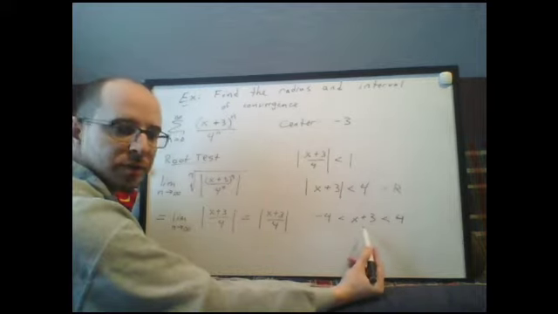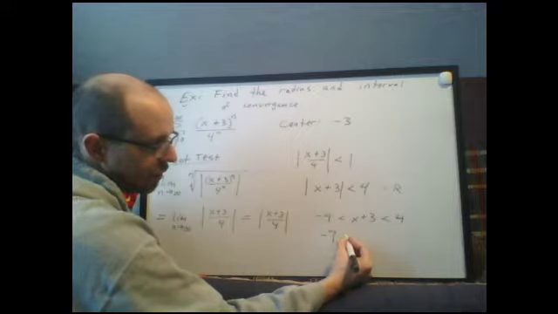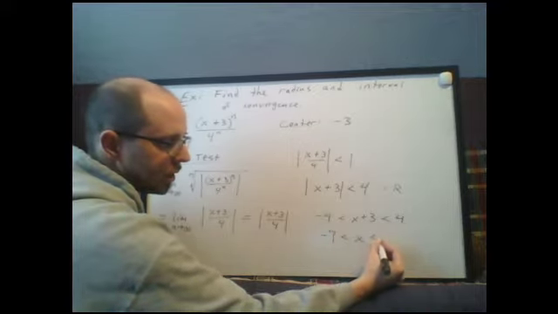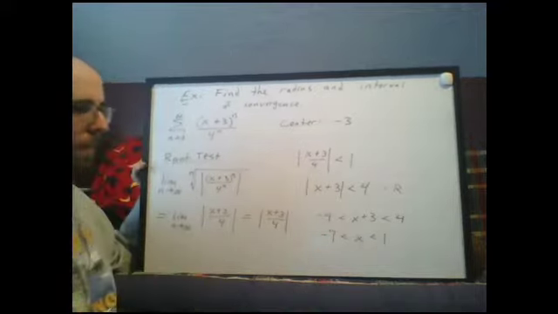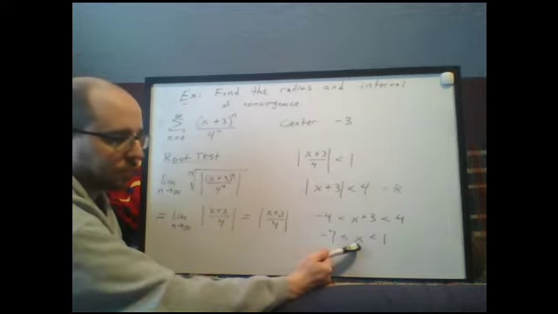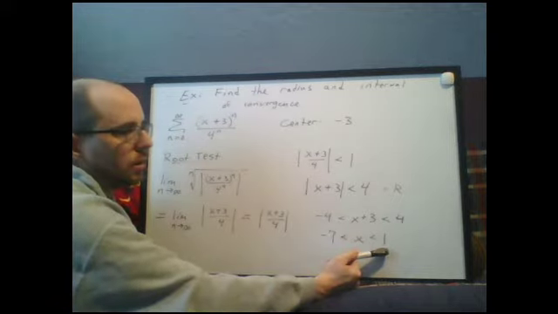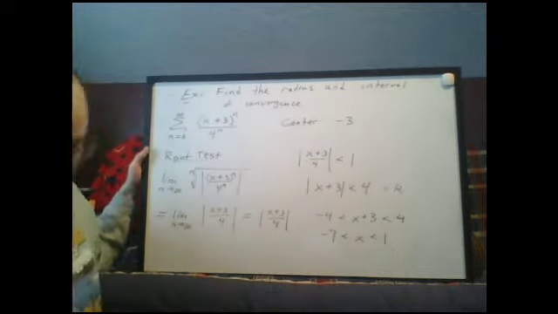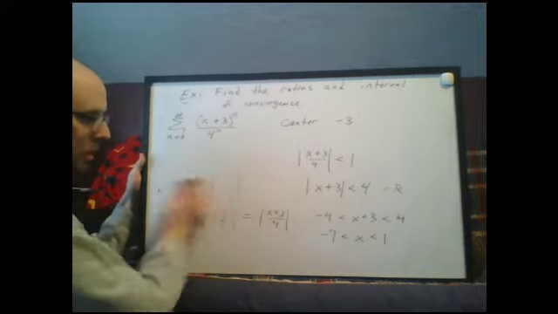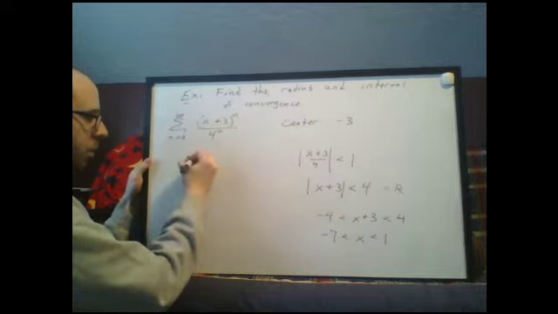Well, then if I solve this for x by subtracting 3 from everything, I'll get negative 7 is less than x is less than 1. So then this is an interval, negative 7 to 1. Don't need all the root test stuff anymore. So my interval is going to be negative 7 to 1.